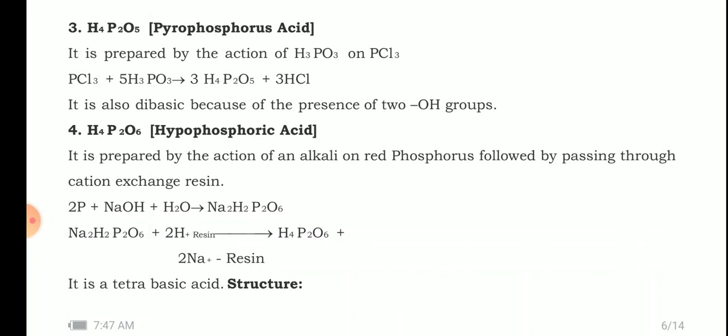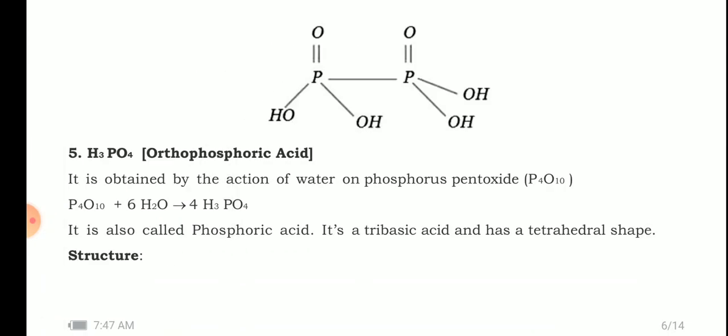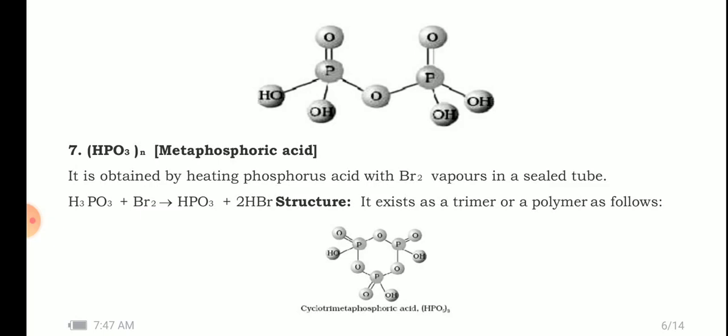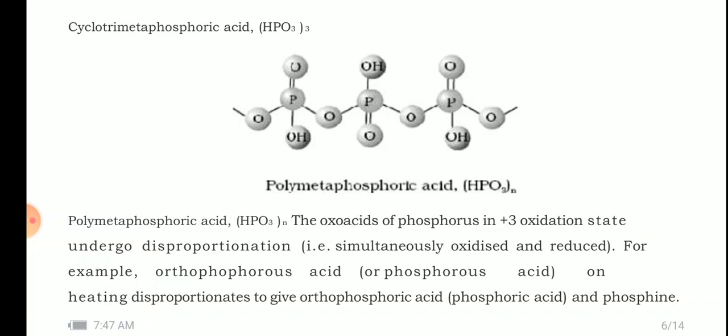Then we have pyrophosphorous acid, hypophosphoric acid, and the structure is given as this one. Then we have orthophosphoric acid, H3PO4, which is also called phosphoric acid simply, this one. And pyrophosphoric acid, the structure is this one. Metaphosphoric acid, no need to see. Okay, so that is all about the group 15 elements. Whatever we have just seen, you need to study that much only.